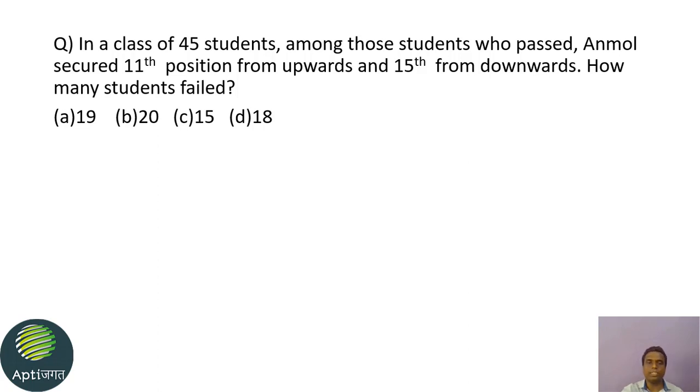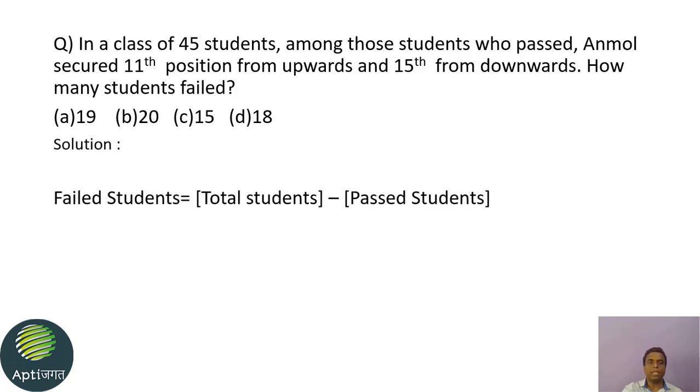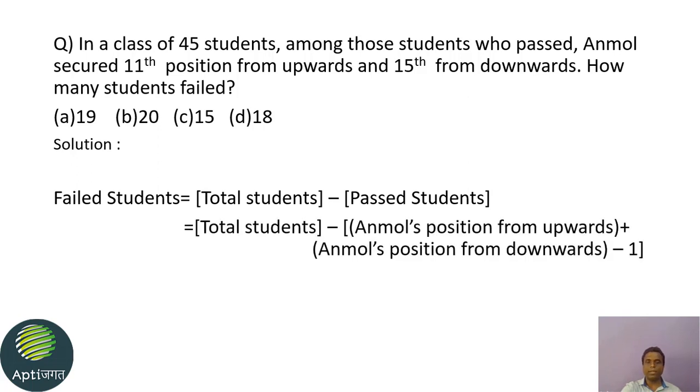So we apply the same concept over here. Failed students is equal to total students minus passed students. We apply the ranking formula: Anmol's position from upwards plus Anmol's position from downwards minus 1. So what is the answer? 45 minus (11 plus 15 minus 1) is 20. So the number of students that failed is 20. So option B is correct.